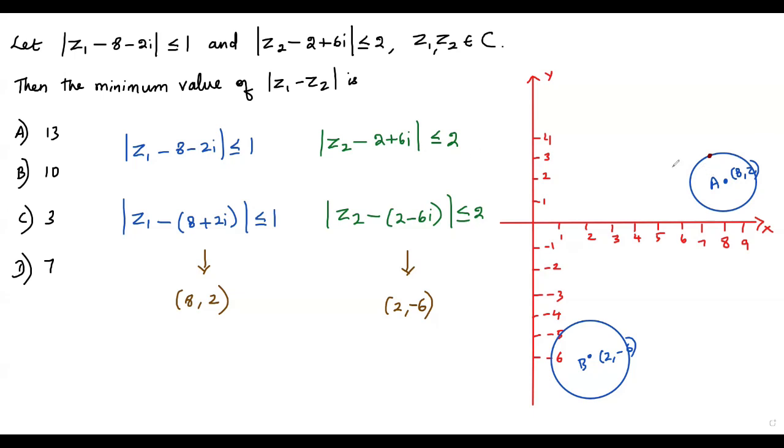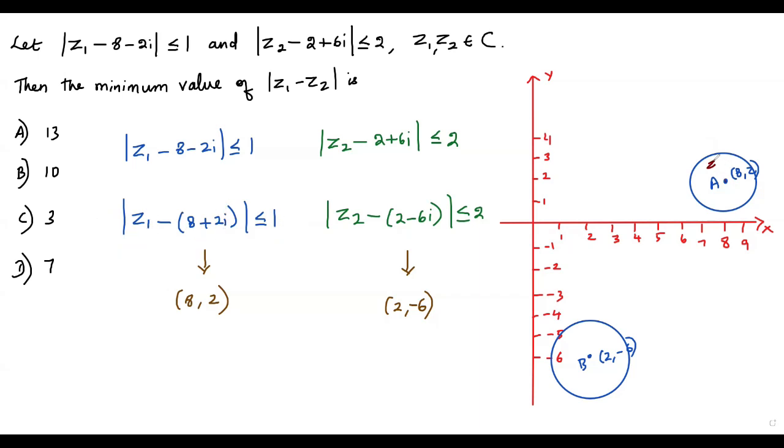For example, if I consider the complex number z1 at any point on the circle, what is the distance between this complex number z1 and this point (8, 2)? That is clearly 1 unit. That's the radius of the circle. In case the complex number z1 lies inside the circle, the distance between the complex number z1 and this point (8, 2) is less than 1. So it means the condition we have over here: the distance between z1 and this complex number is less than or equal to 1.